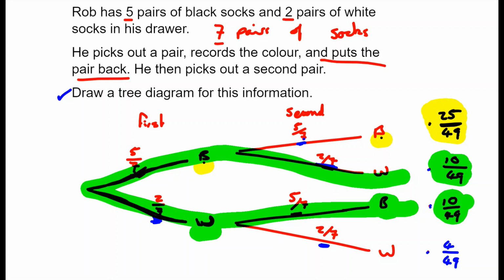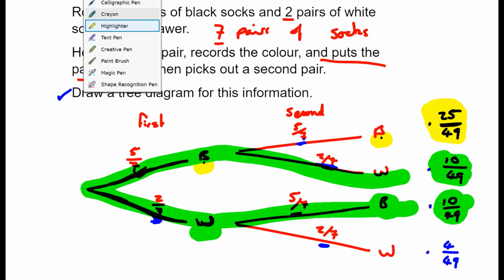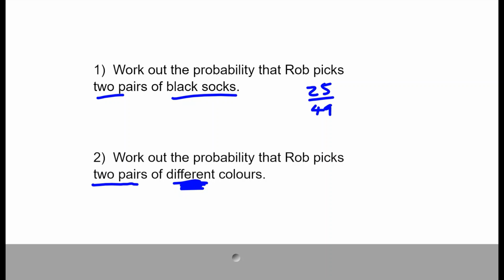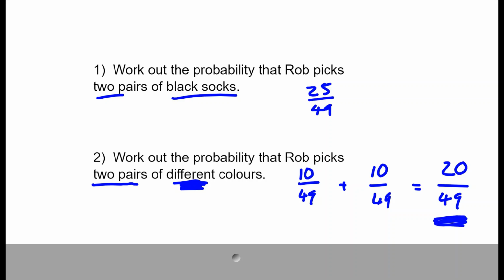10 over 49 and 10 over 49. Now I used that word 'and', so I want 10 out of 49 and 10 out of 49, which gives us 20 out of 49. So the probability he picks two of different colours is 20 out of 49.